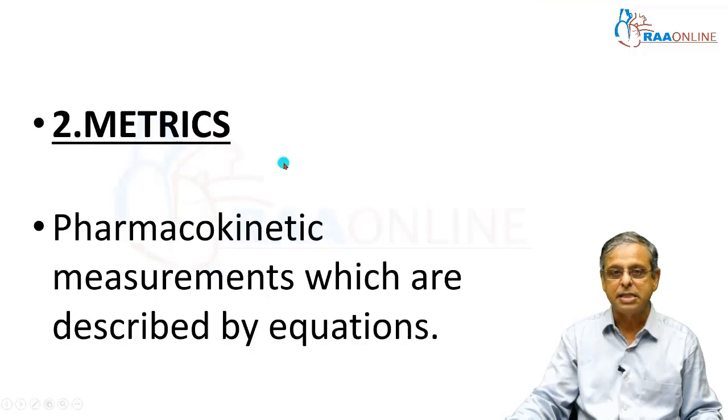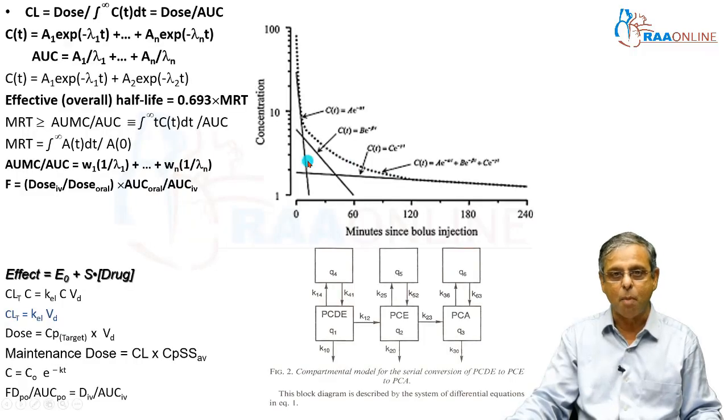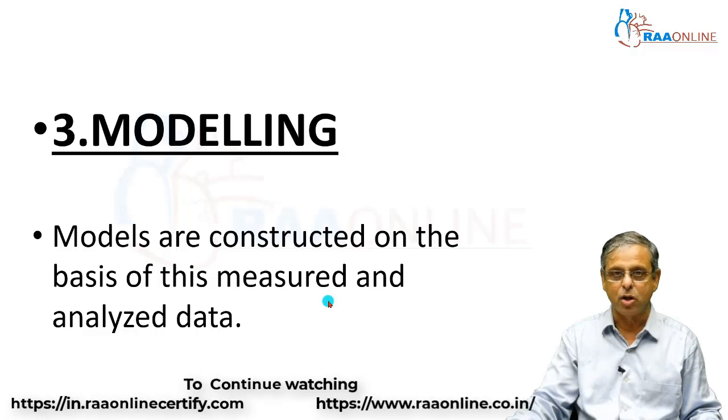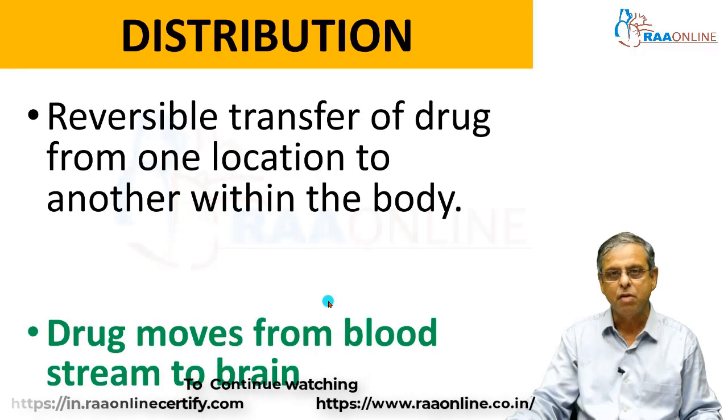The second area is explained by a lot of equations that can measure or calculate accurately and tell you what the values will be in the various parts of the body. These pharmacokinetic measurements that can be explained by equations are called metrics. These equations are quite complex and are out of the purview of this lecture, so we're just going to skip it. Finally, based on the measured and analyzed data, we can now construct models of the human body that are able to explain what happens to a drug when it's injected intravenously or taken orally. This is called modeling. All these go together to produce our understanding of the pharmacokinetics of drugs. First, we look at distribution.